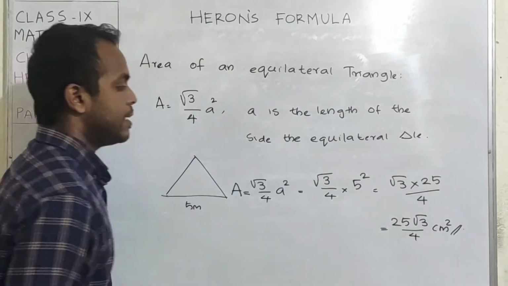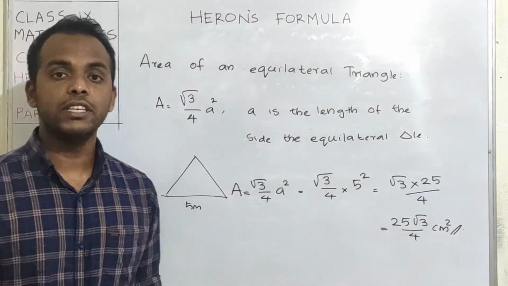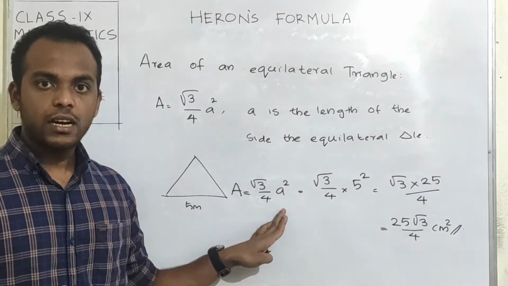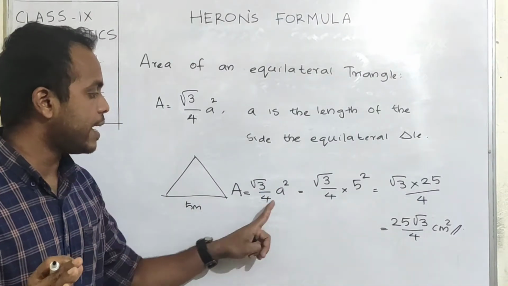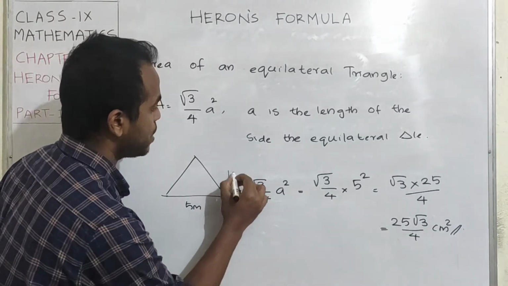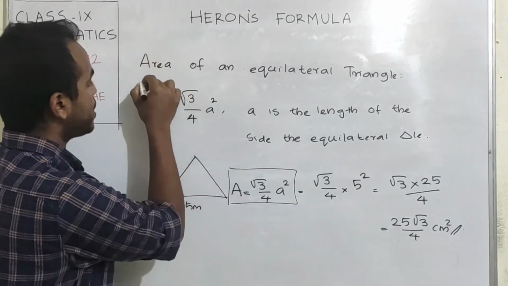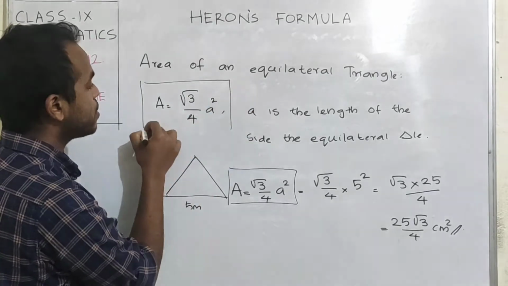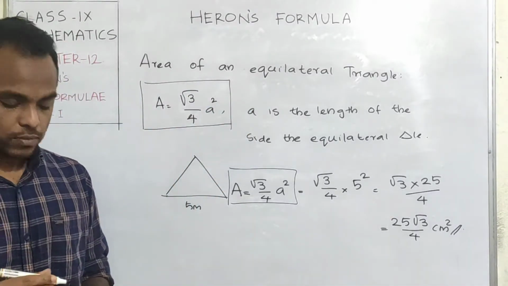Isn't it easy? All we need to do is to just substitute the length of the side in the equation. Area is equal to root 3 by 4 a square. So note it down. This is an important part.